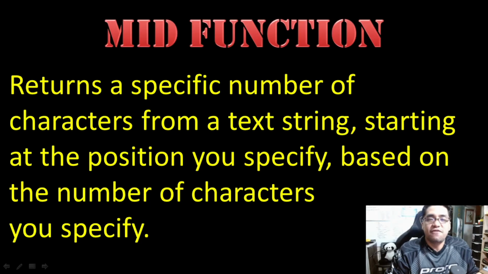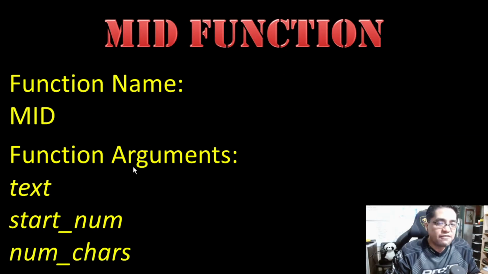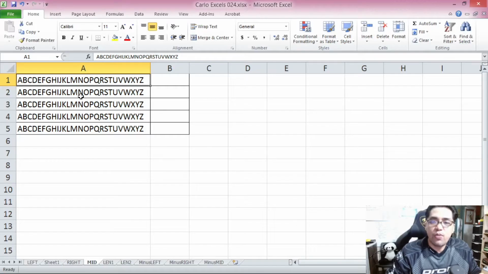Now, the MID function. The MID function from Microsoft Excel's own help document returns a specific number of characters from a text string, starting at the position you specify based on the number of characters you specify. For the MID function, the function name is MID, and for the function arguments, you have 3 arguments here. First, you need the original text, and then you need the start num or the starting position, and then you need the number of characters. Once again, we have here our 5 rows with all 26 letters of the alphabet. Let's try the MID function here.